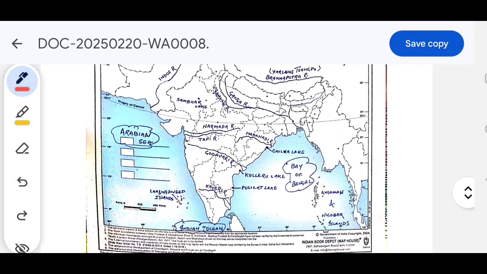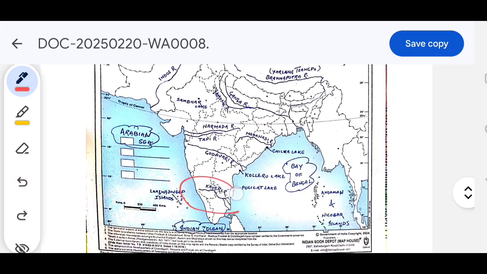Next we have Mahanadi, which moves from Chhattisgarh and enters Odisha and falls into the Bay of Bengal. And then we have the Godavari river, which is also known as Dakshin Ganga. Its length is 1500 km. So this is moving from Maharashtra to Telangana, and then it comes to Andhra Pradesh. So we have to remember its course.